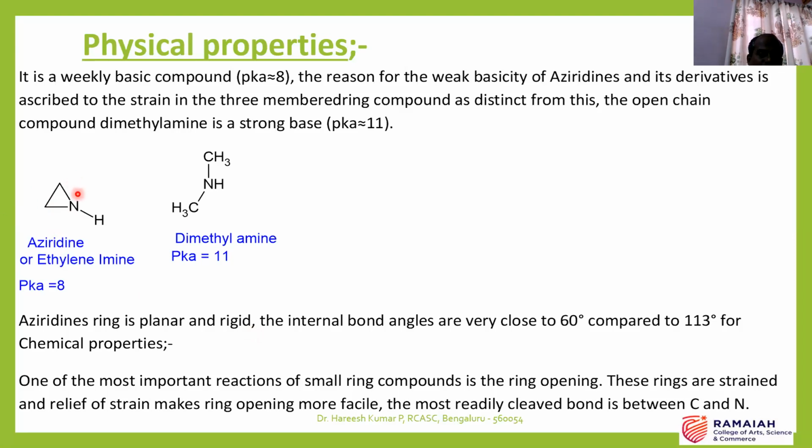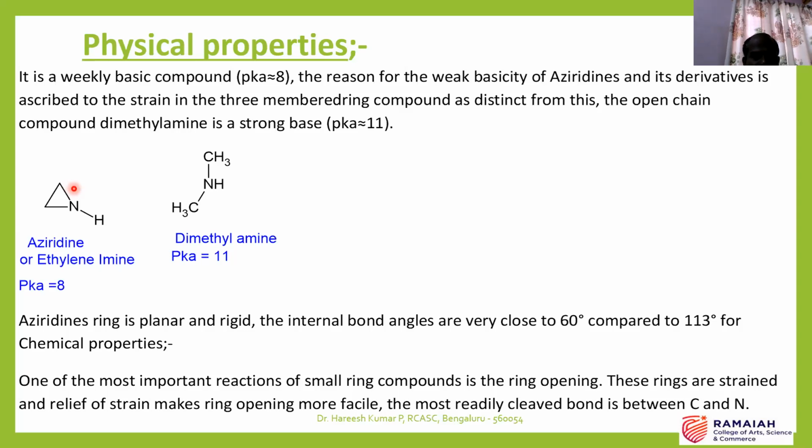So then what will happen? It will react with the halogen acid and form an open chain structure. These rings are strained, and relief of strain makes ring opening more facile. The most readily cleaved bond is the C-N bond, that means the bond between carbon and nitrogen. This can be cleaved or this can be cleaved, just by treating with halogen acid.